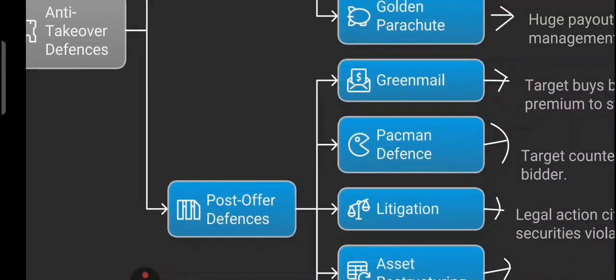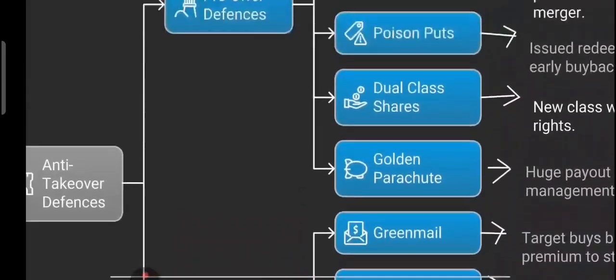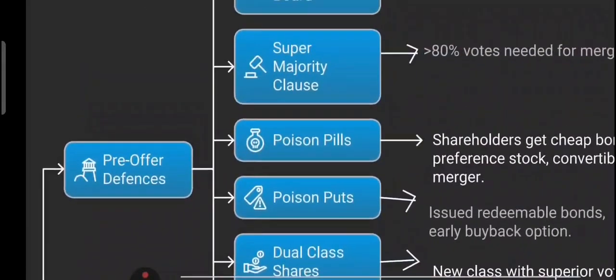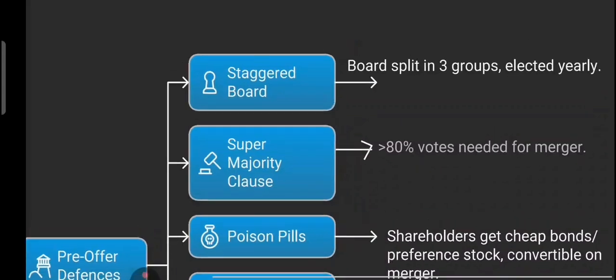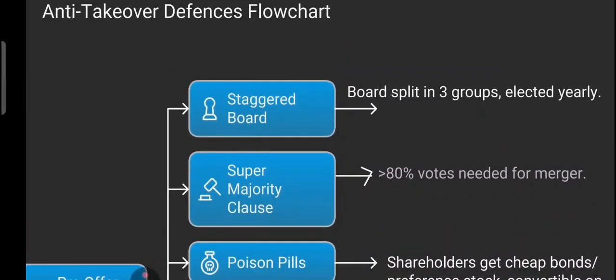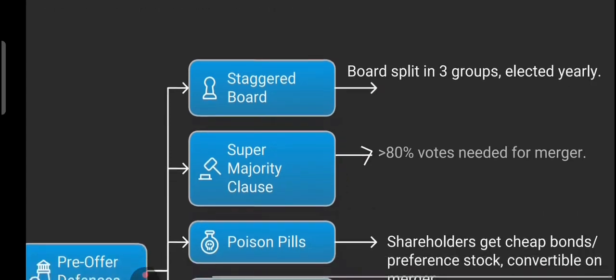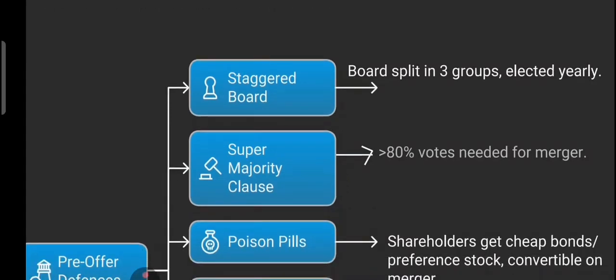So have a look at the pre-offer defense. The first type we have is called a staggered board. What happens in a staggered board? The company splits the board of directors into three groups elected in different years. This slows down the process of gaining control. Again, I am repeating, the board of directors is split into three groups, and this slows down the process of gaining control.